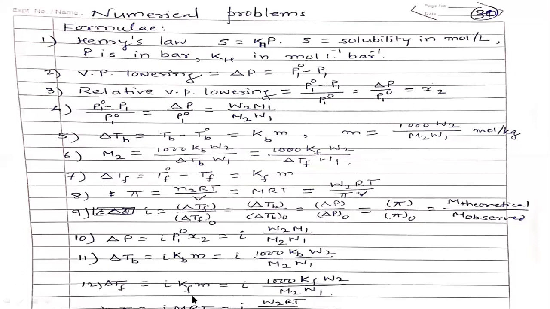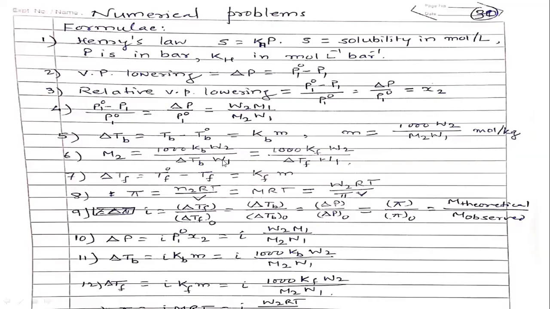These are some formulas I have given for solving the numericals. Henry's law, then lowering of vapor pressure. This is the relative lowering of vapor pressure. This is the elevation in boiling point. This is the molar mass of a solute and boiling point. This is the freezing point depression. This is osmotic pressure, and this is the molar mass of a solute and osmotic pressure. So for solving all the numericals, I have given these formulas also.